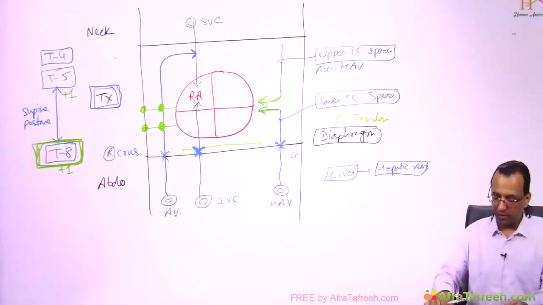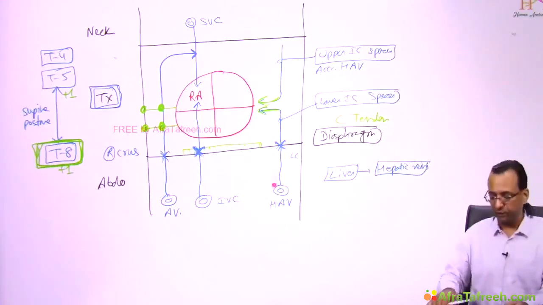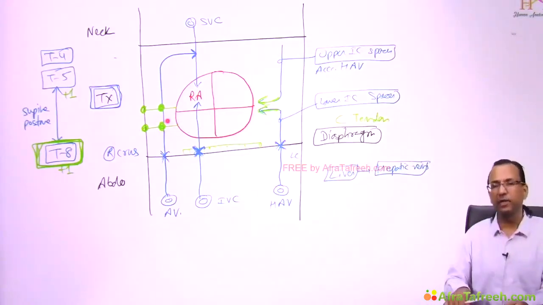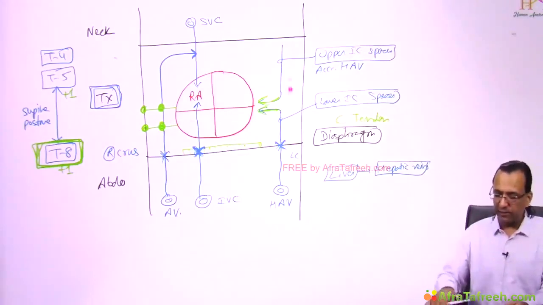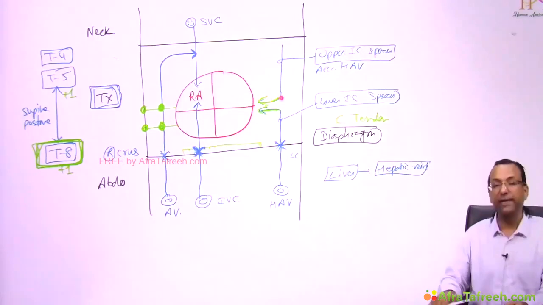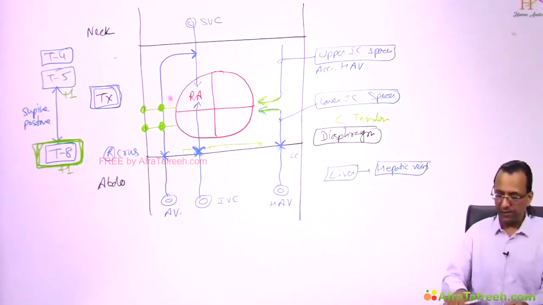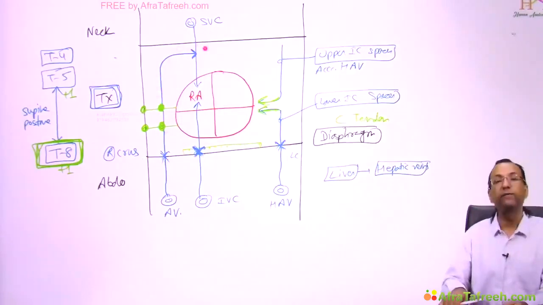So the hemiazygous vein, which is formed in the abdomen and drains the lower intercostal spaces, crosses the midline at the T8 vertebral level to empty into the azygous vein. Similarly, the accessory hemiazygous vein, which drains the upper intercostal spaces, crosses at the T8 vertebral level to drain into the azygous vein, so that all the blood is in the azygous vein and then it can drain into the superior vena cava before the superior vena cava drains into the right atrium.